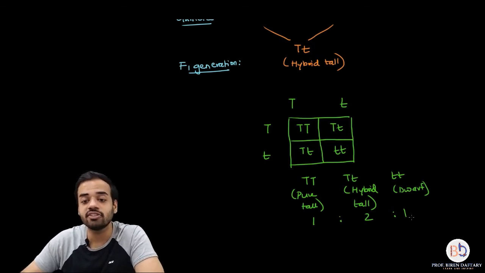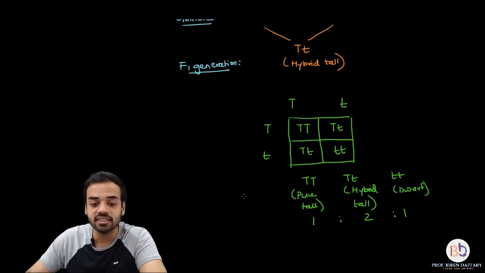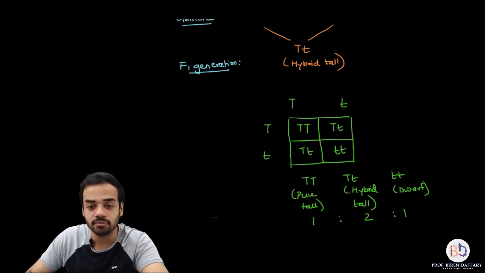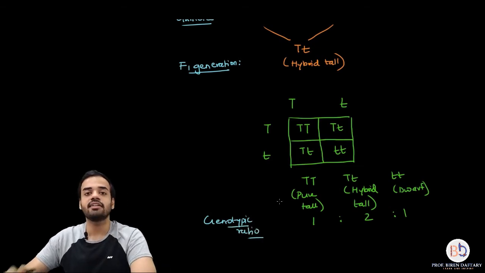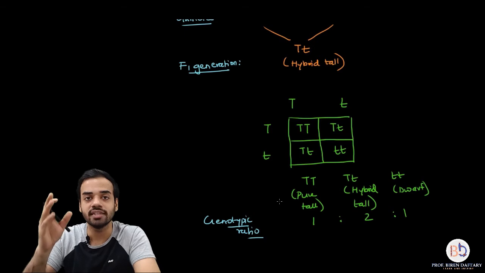So this ratio is also called the genotypic ratio. Please remember this. I will write down over here, this is the genotypic ratio of a monohybrid cross, that is 1:2:1. Is that clear?